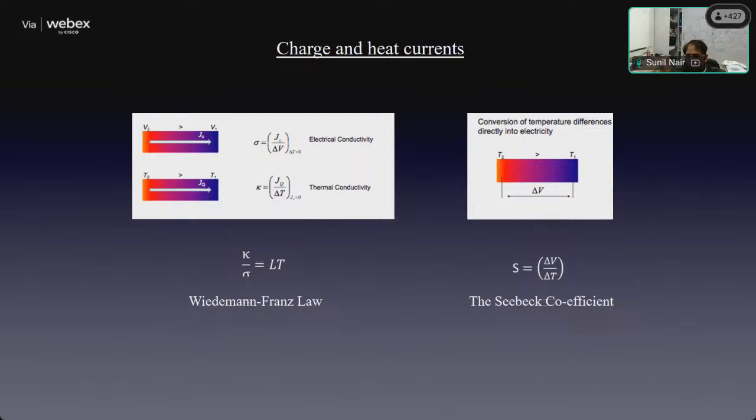So, in the case of simple metals, the ratio of these two is a constant that goes as LT, where L gives you the Lorenz factor. And so this is something which is a set universal constant, at least as far as simple metals are concerned. However, they do break down, especially in the vicinity of phase transitions, or if you have very strong electron correlations. If not, electrical conductivity and thermal conductivity go hand in hand and are intimately connected with each other.